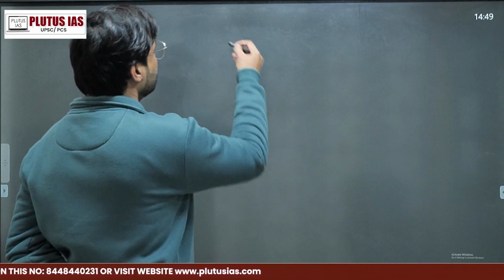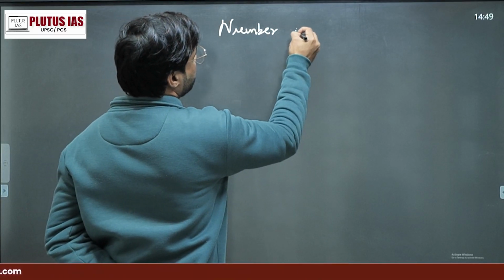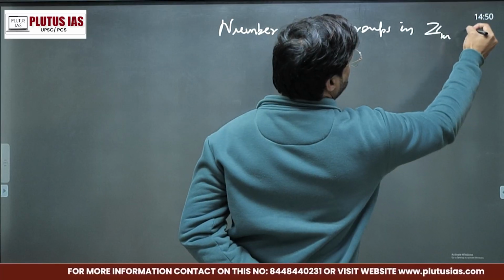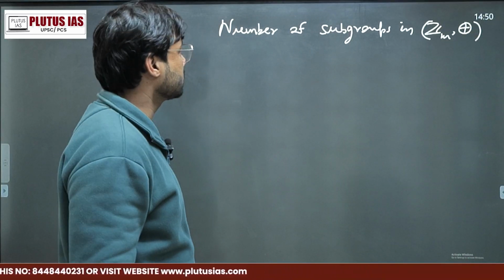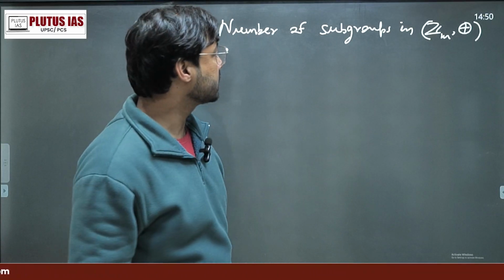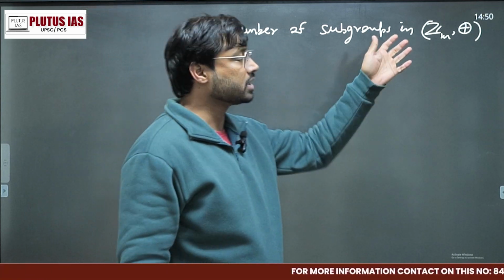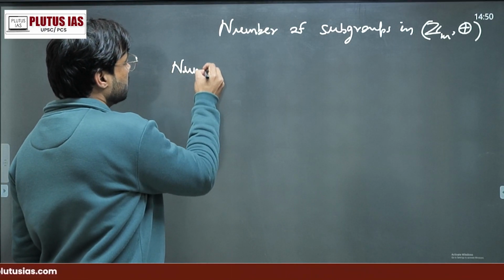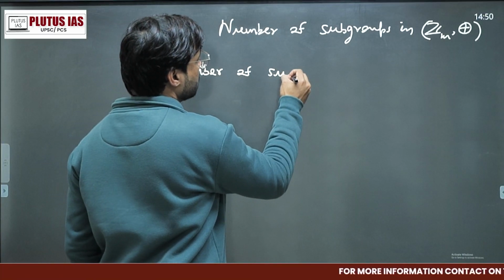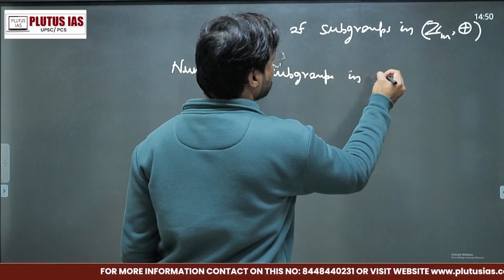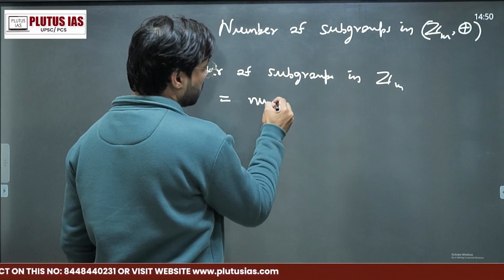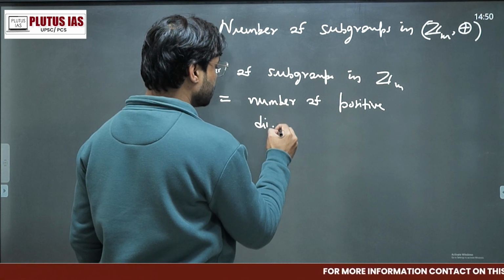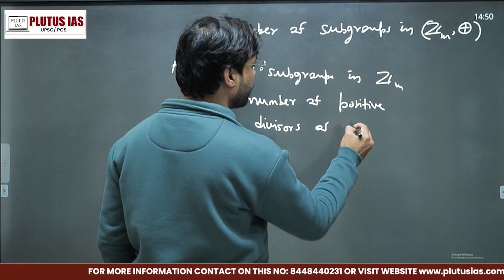We have to find the number of subgroups in ZM. So how to find the subgroups in ZM? We know the result that the subgroups of ZM are determined by the divisors of M. That means the number of subgroups in ZM is equal to the number of positive divisors of M.